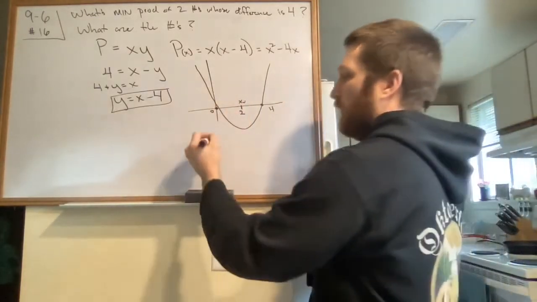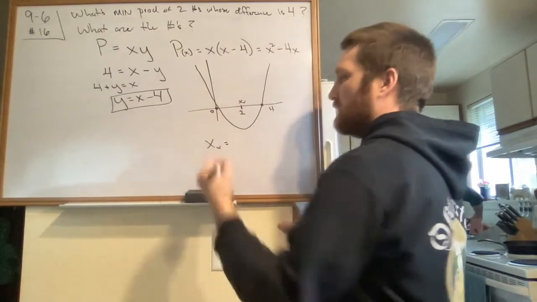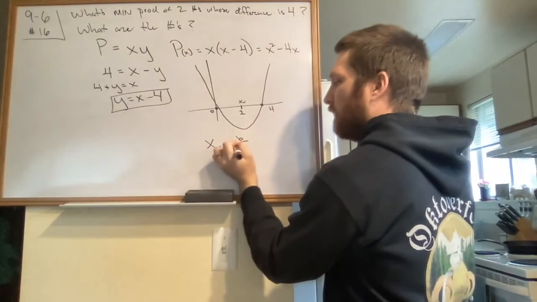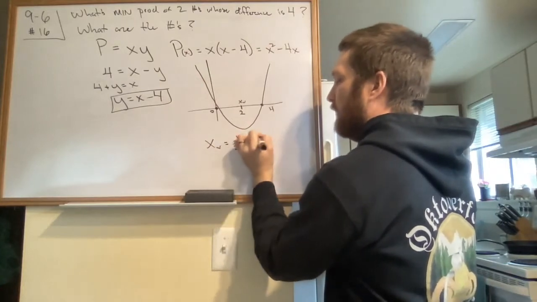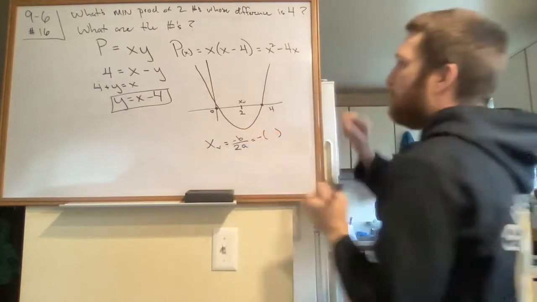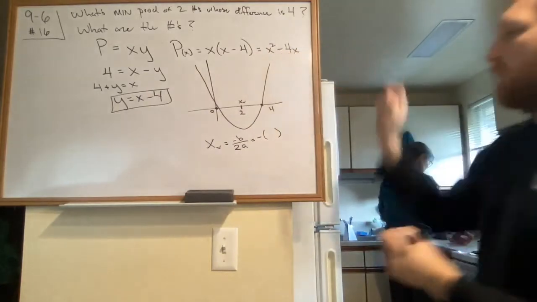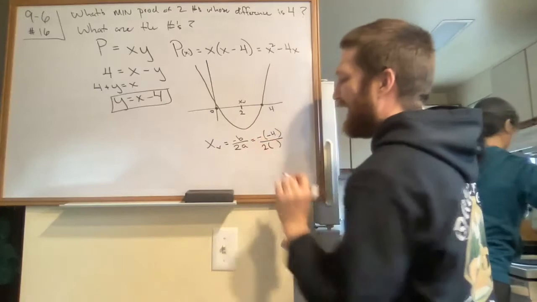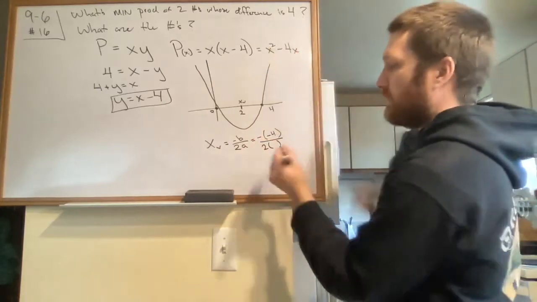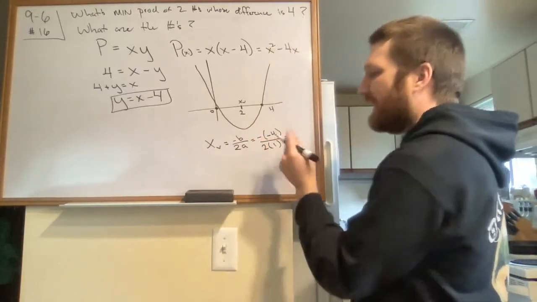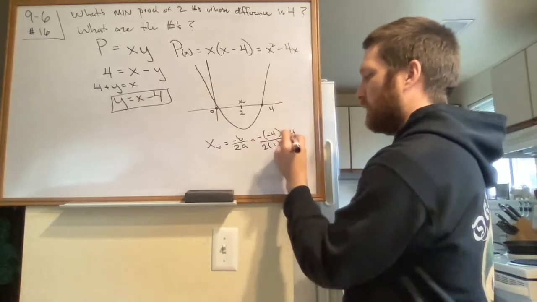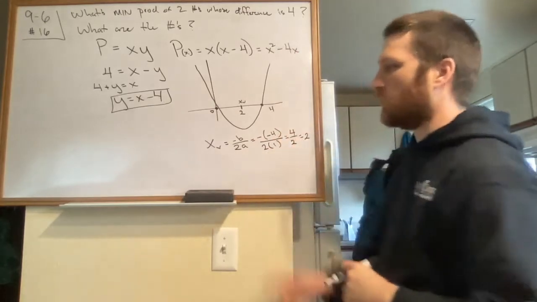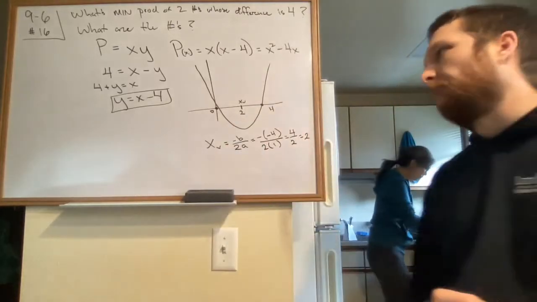Alternatively, we could have said the vertex of this occurs at negative b over 2a. Negative b here is negative 4, so negative negative 4 is positive 4. 2 times a here is 2 times 1, which is 2. And lo and behold, we have a 2, which is what we got that way as well.